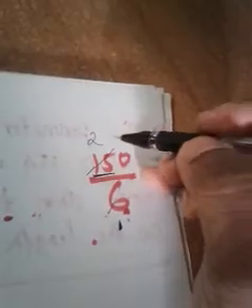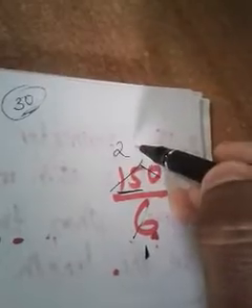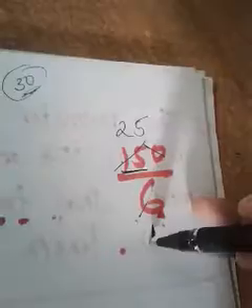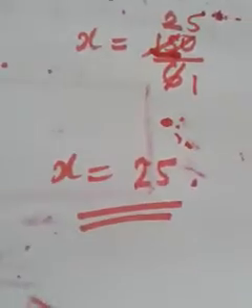That 3 and this 0, that remainder 3 and the remaining number 0, we can read it as 30. So the remaining number is 30. In 30, how many 6s? 5 6s are 30. So the answer will be 25 by 1, which is nothing but 25. We got the number as 25.